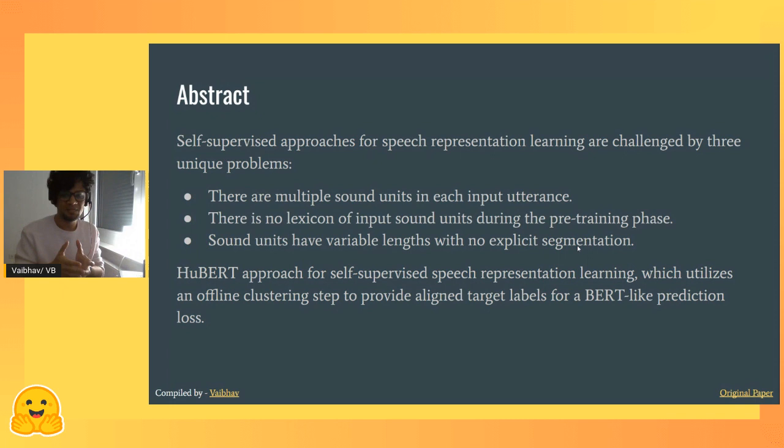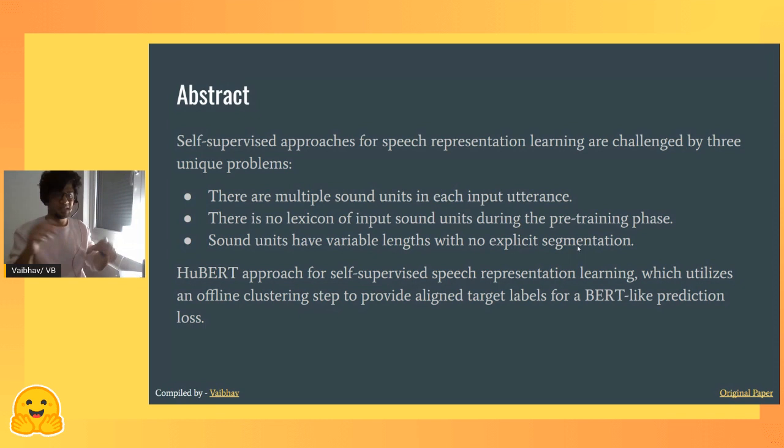So the model just has access to raw audio waveforms, and it has to make sense of them without the corresponding transcription. This makes the task considerably difficult because now you don't have anything to map those audios to. The third problem is that sound units have variable length depending upon the language. Even in English itself, there's no such thing as every 20 milliseconds being a new sound unit within an audio waveform.